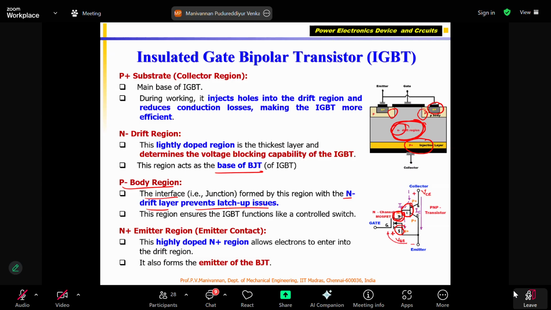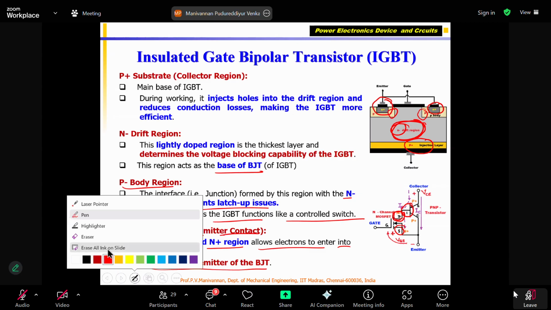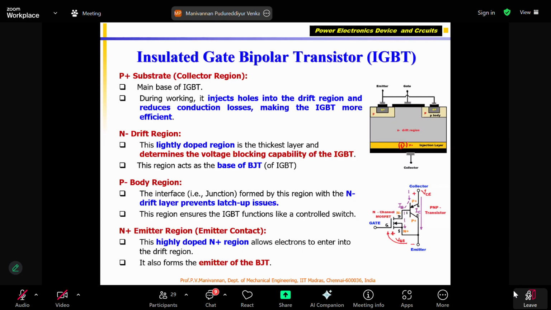It prevents latch up issues. Just note down latch up; there are many things we cannot explain because it is semiconductor physics, beyond our control, but the function alone you should know. The region ensures the IGBT functions like a controlled switch. Please note that the IGBT is used this way. The last region is the N plus region, which is called the emitter region, the emitter of the transistor. The highly doped N plus region allows electrons to enter into the drift region, and it also forms the emitter of the BJT. Please know that in this case, the positive charges are moving from here to here.